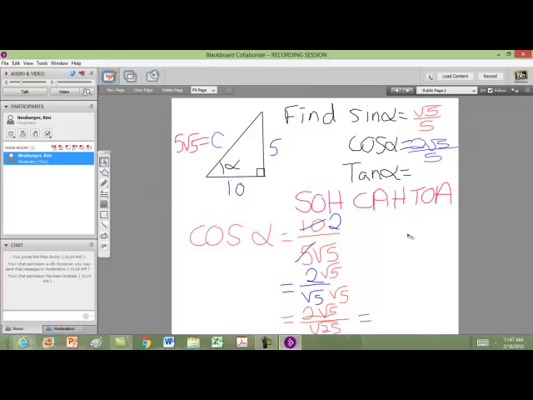How about our tangent? Tangent for this one's going to be the easiest one. Our tangent of alpha is going to be the opposite, which is 5, over the adjacent, which is 10. Notice we don't have to deal with the radicals in this one. So 5 over 10 is our tangent, which notice we can reduce to 1/2. So our tangent of alpha is 1/2. And now we have all three of the basic trig functions.